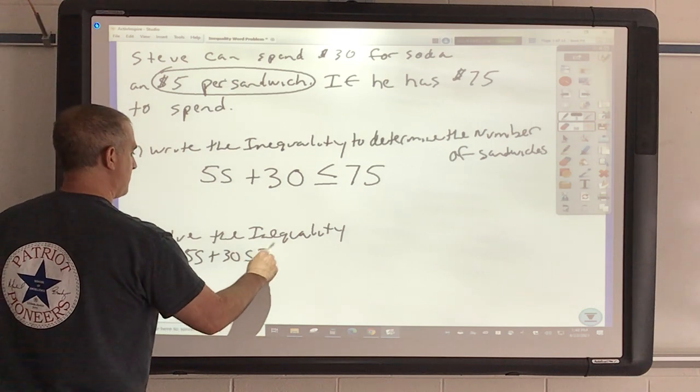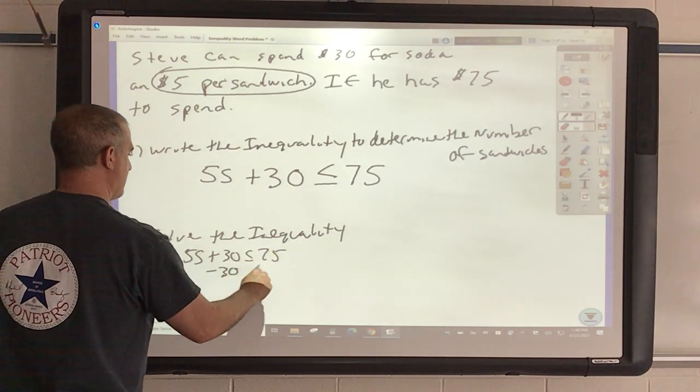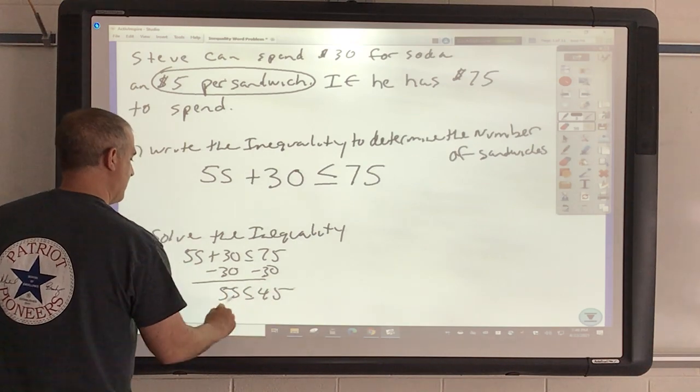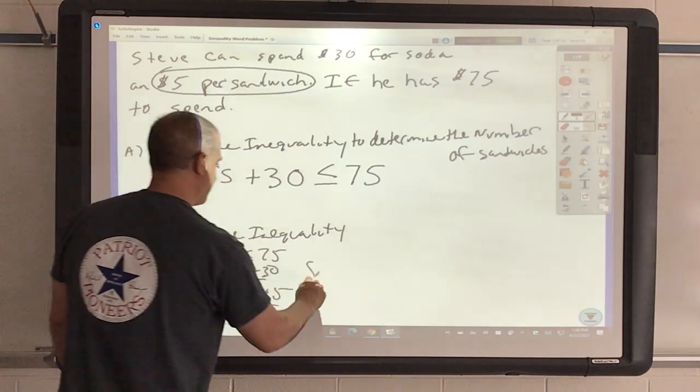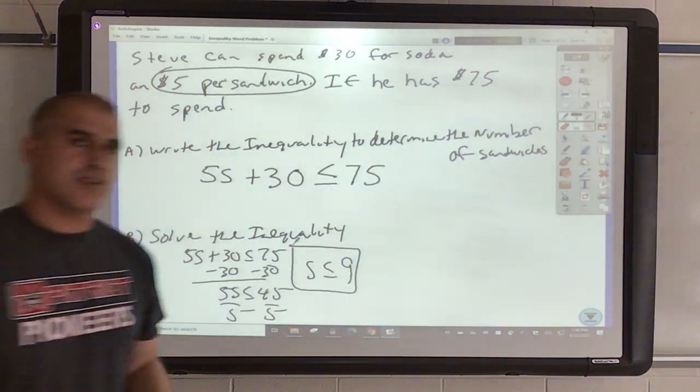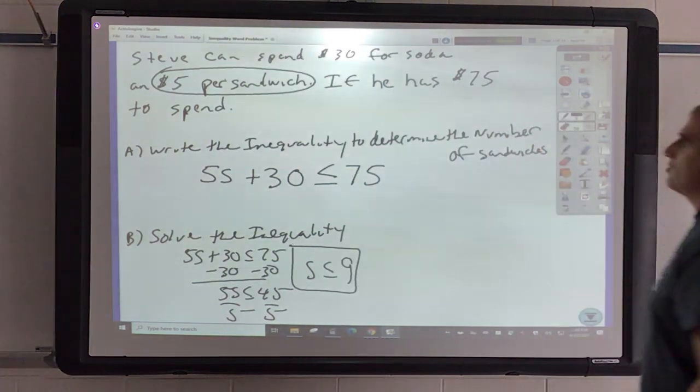Very simply, I subtract 30. I got 5s less than or equal to 45. Divide by 5. I got s is less than or equal to 9. Okay, solve the inequality, very simple. All right, let's do one more together.